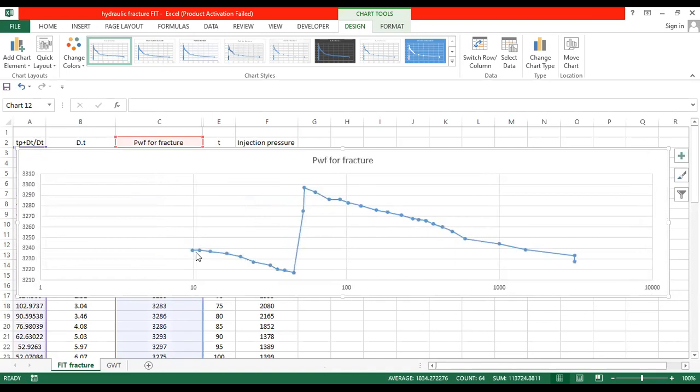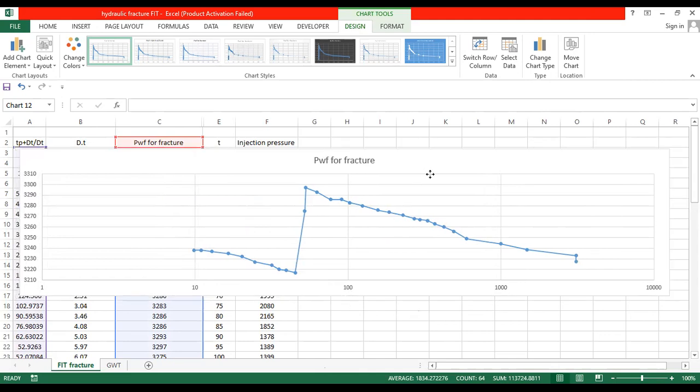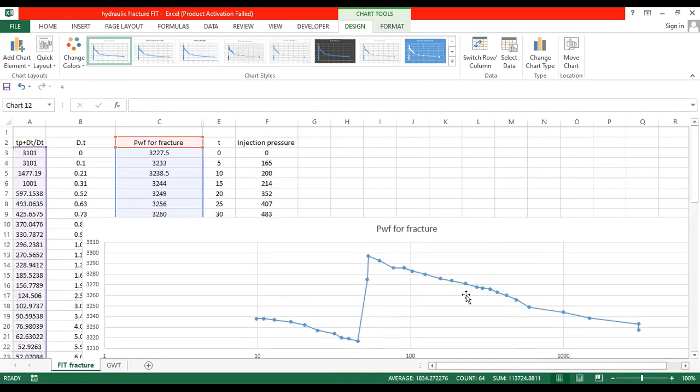there are 2 different slopes, and there is a region where these 2 slopes have been generated, and this can be observed only with respect to logarithmic graphs. So if this is the condition, we can understand that the reservoir is having natural fractures. So let us try to understand the slopes for these things.